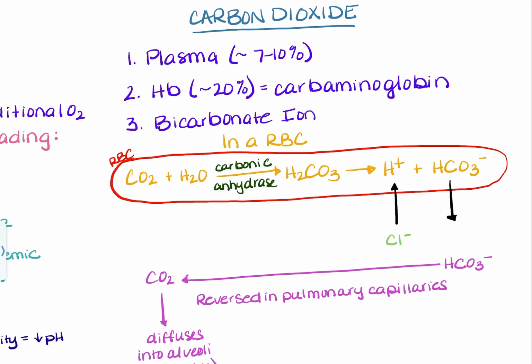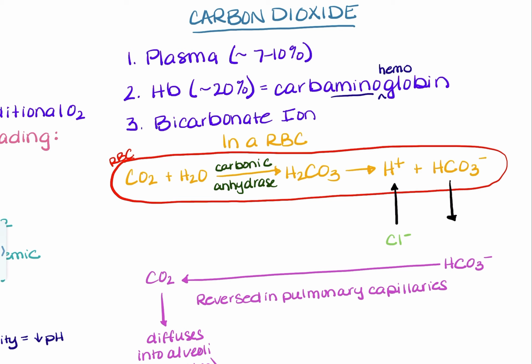It doesn't bind an iron atom in the middle or a heme group or anything like that. Instead, it binds an amino acid somewhere on one of the globin chains that make up hemoglobin. So because it binds an amino acid, we call it carbaminohemoglobin once it's bound. So 20% directly bound to hemoglobin.